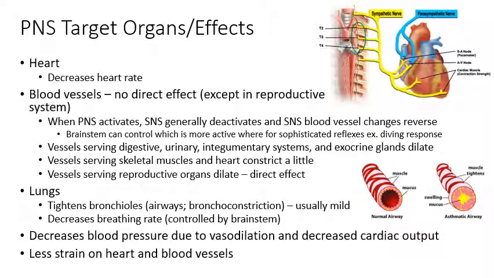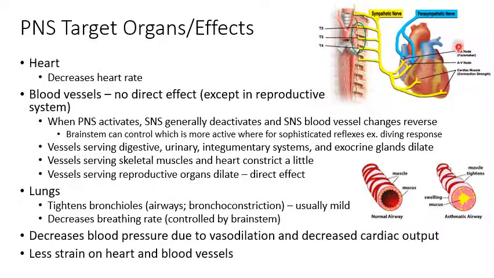So now we'll get into the specific effects that the parasympathetic nervous system has on its target organs. Starting with the heart, the sympathetic nervous system increases the heart rate and it increases the force of contraction, but the parasympathetic nervous system only decreases the heart rate.